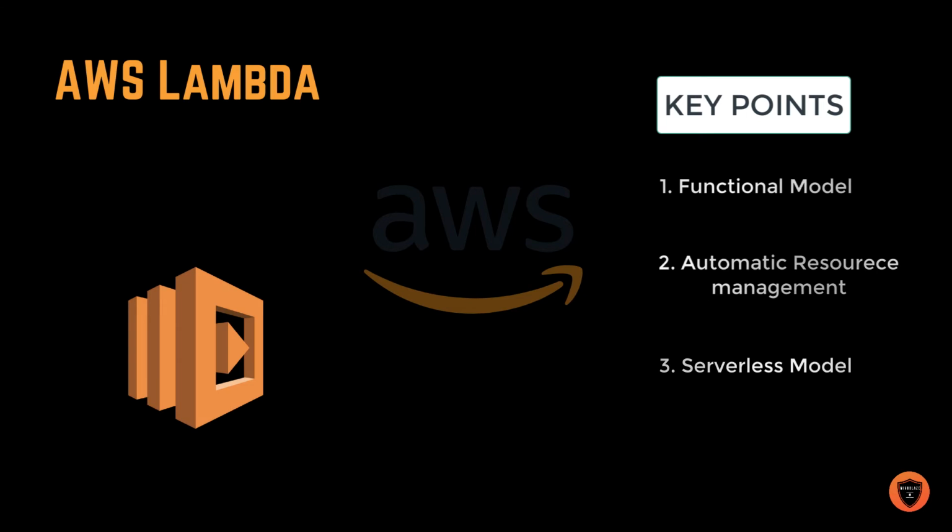AWS targets starting a Lambda instance within milliseconds of an event. AWS Lambda supports the code written in Java, Python, Node.js, and multiple other languages supported by Amazon Linux.